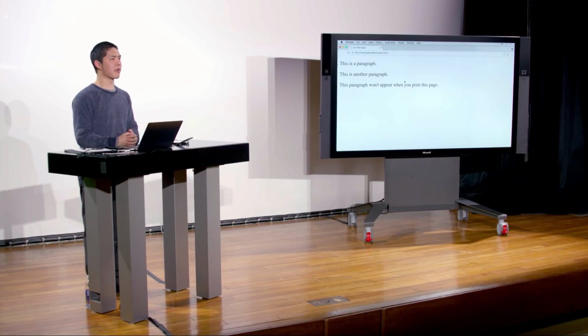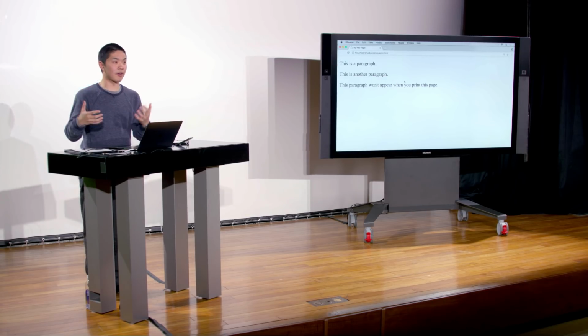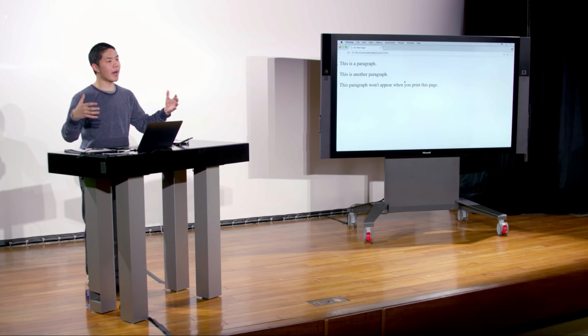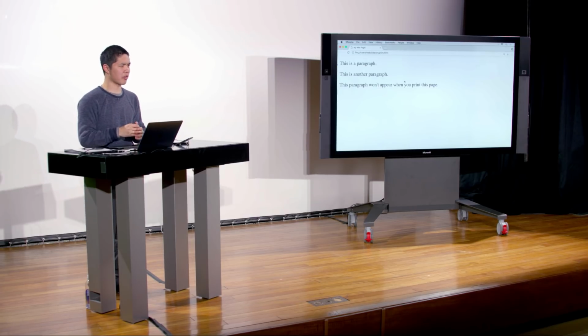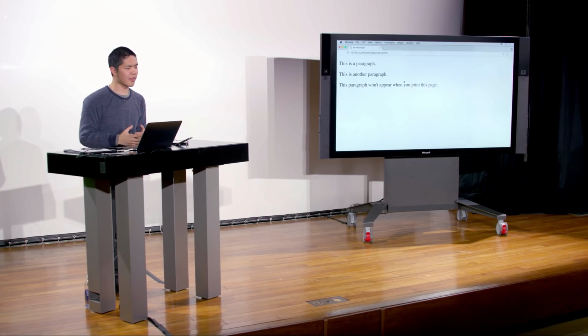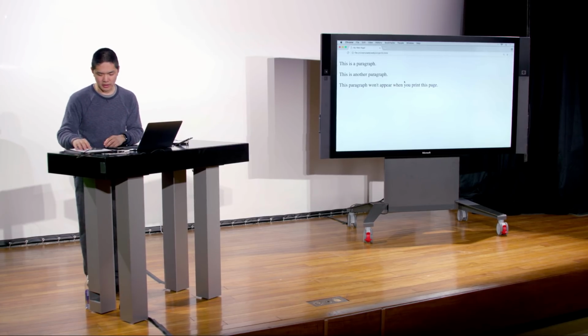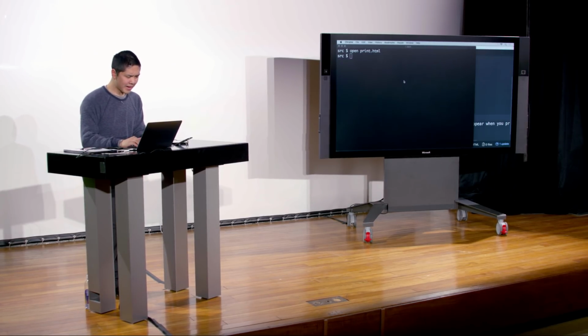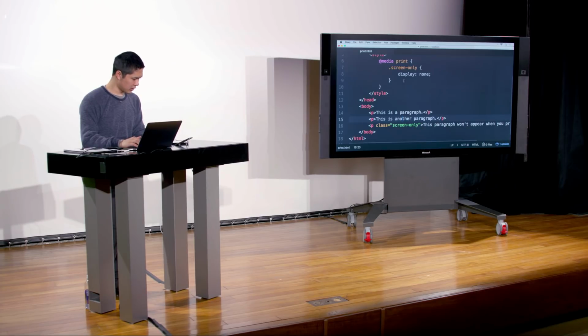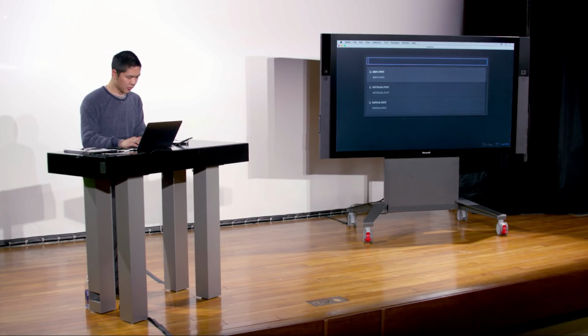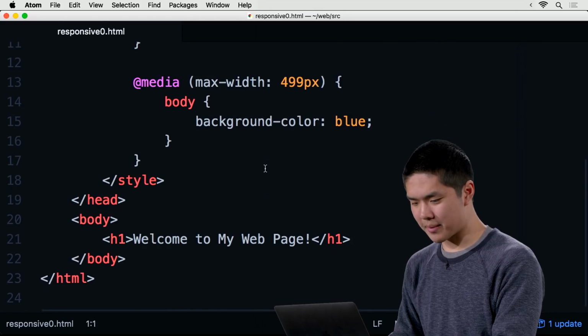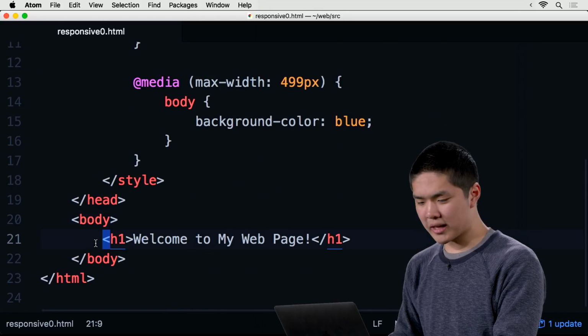The more frequent case nowadays is probably that I have content being viewed on differently sized devices, that I have a computer with a very wide screen, a tablet with a slightly narrower screen, a phone with a screen even narrower than that, and I want to make sure that my website responds to those changes as well. So how might I go about doing that? Let's take a look at responsive0.html.